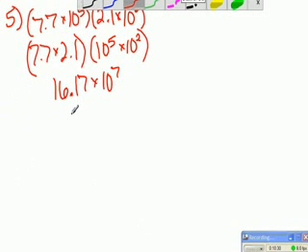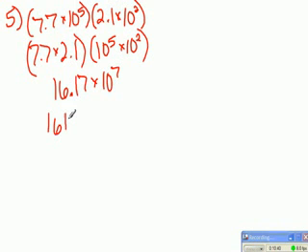All right. Again, this is not scientific or standard, so I need to fix that. 10 to the 7th means I move it 7 places to the right, so it's going to be 1, 6, and then 5 more zeros. So that's my standard answer.